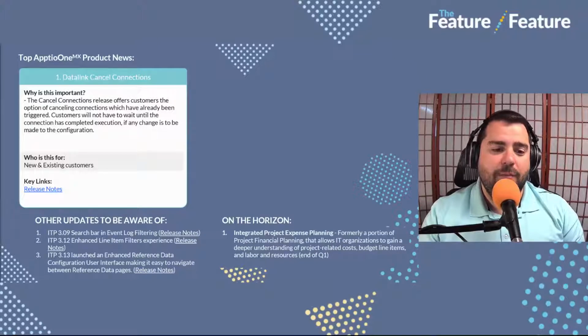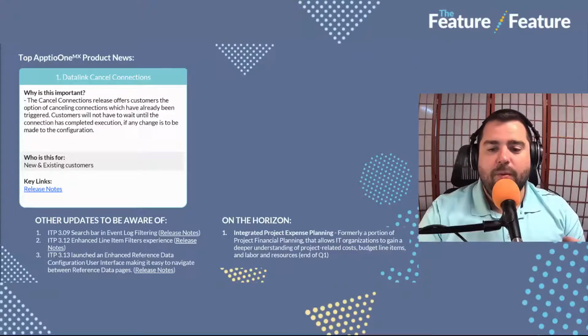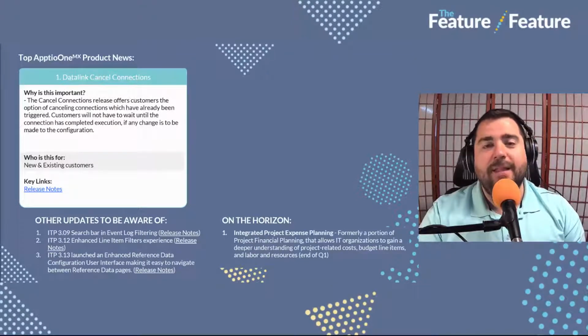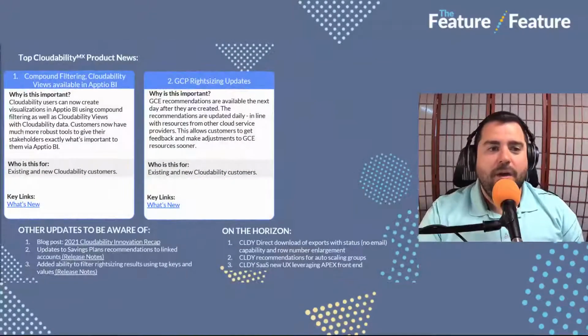There's also some robust features added to filtering in Aptia One, right? So a search bar in the event log, as well as line item filters that have come out there. And there's also on the way, before the end of Q1, integrated project expense planning, where we basically make it a lot easier to understand project related costs, budget line items, and labor and resources in Aptia One. And again, that's on its way right around the end of Q1.